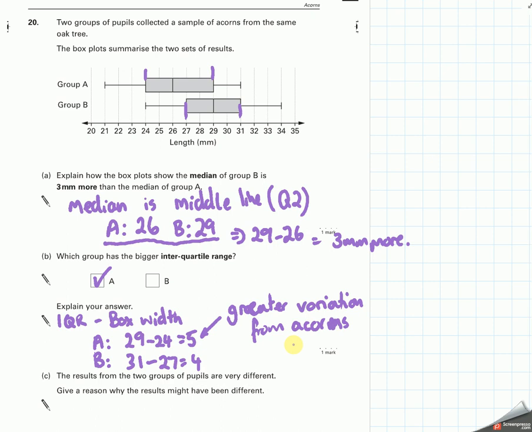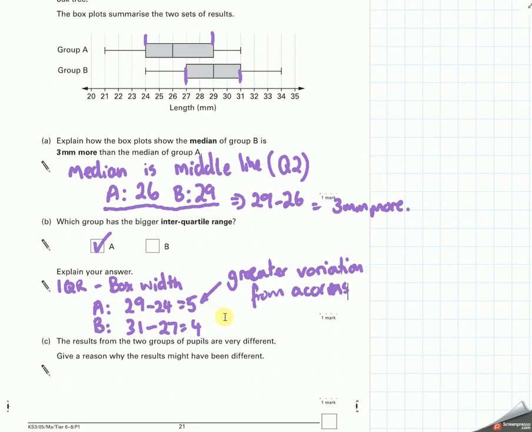Generally, if you're trying to work with averages or find out a general rule, you would like that to be smaller, but you declare what it says as it is. So, greater variation of acorns. The results from the two groups are very different. Give reasons why the results might have been different.